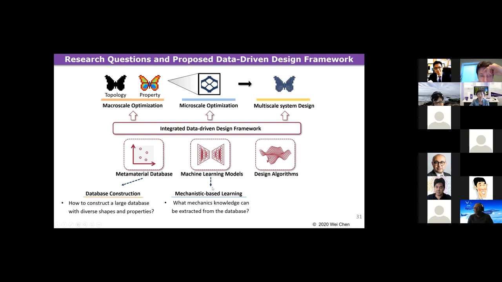And the next question we try to address is how to build a machine learning model that can provide mechanics-based understanding, right?